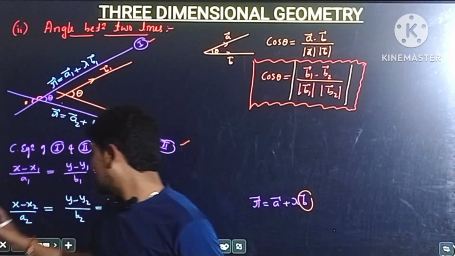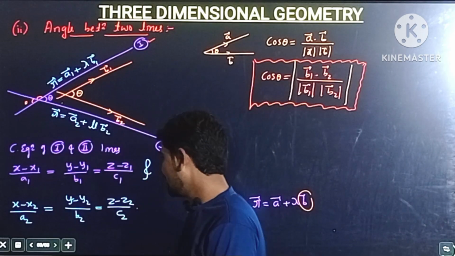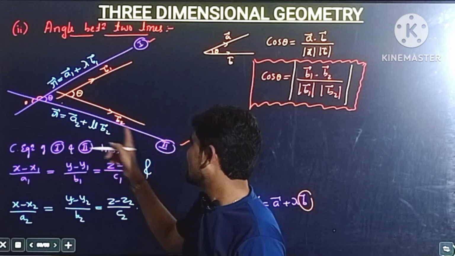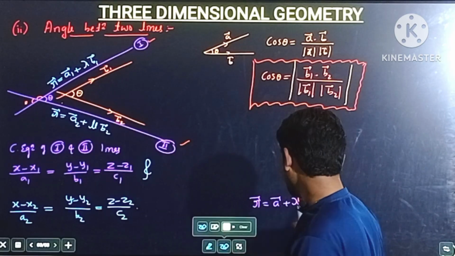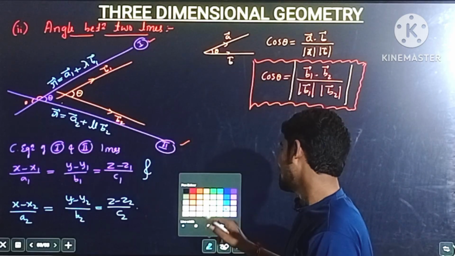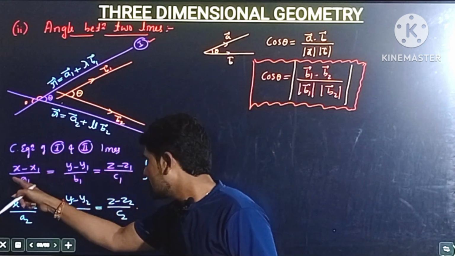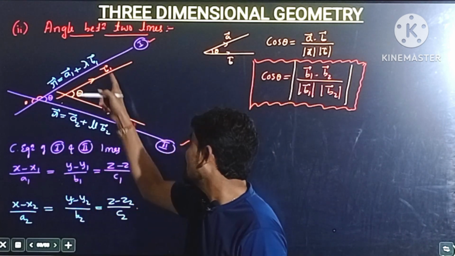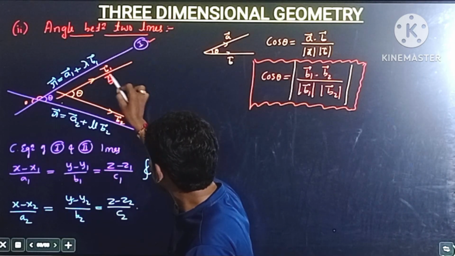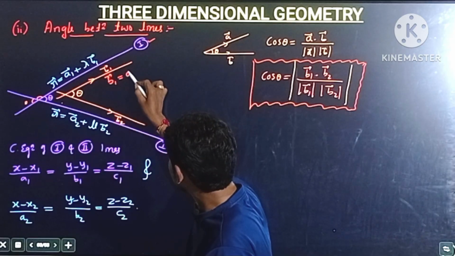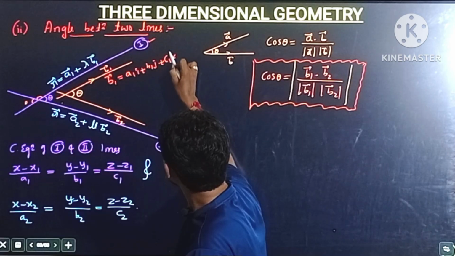So observe here, x, y, z are the coordinates of the general point on the second line, and a2, b2, c2 are the direction ratios of the b2 vector which is parallel to the second line. Now to identify the angle between these two lines when their Cartesian equations are given, observe that in the first equation, the direction ratios of the parallel vector b1 are a1, b1, c1. It means this b1 vector in component form is a1i plus b1j plus c1k.